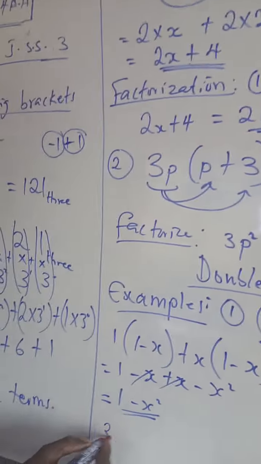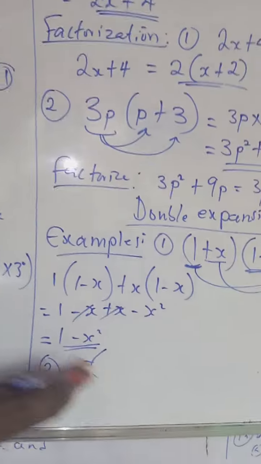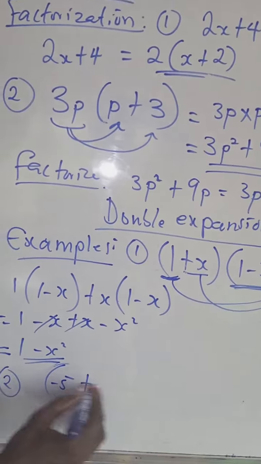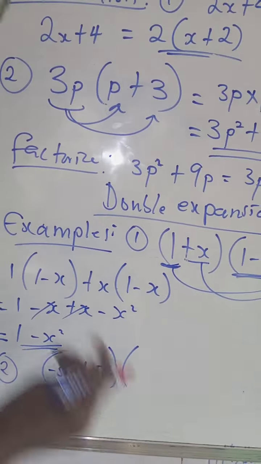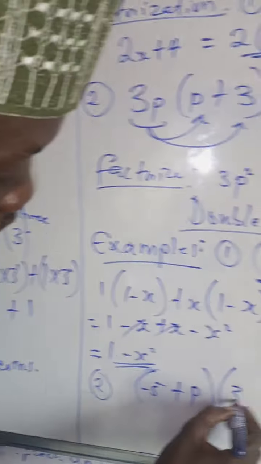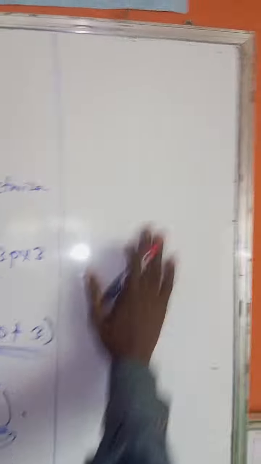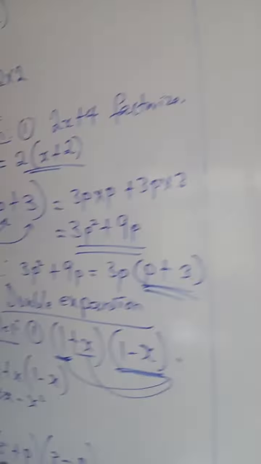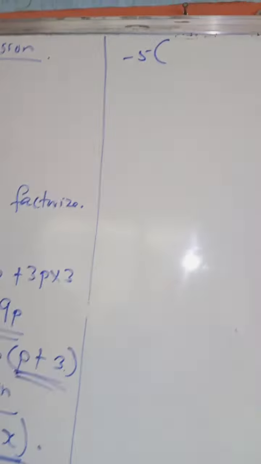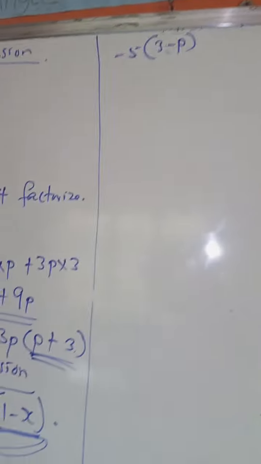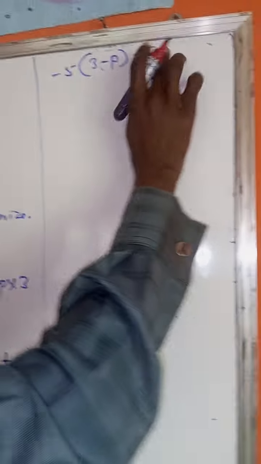Now number 2, let me do one more. Let's start like this: minus 5 plus p, into bracket 3 minus p. So if I'm asked to expand this, how do I go about the expansion? I'll take it one by one. I'll take minus 5 to the whole of this bracket. Then I'll take this one, plus p, next: plus p to the whole of the same bracket.